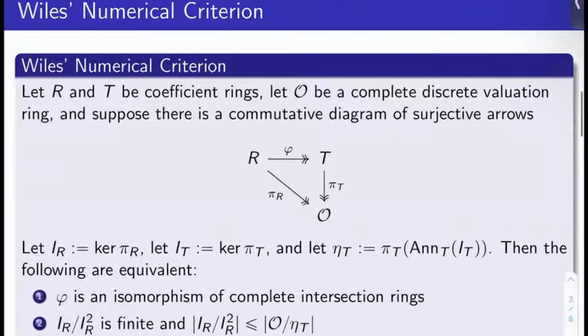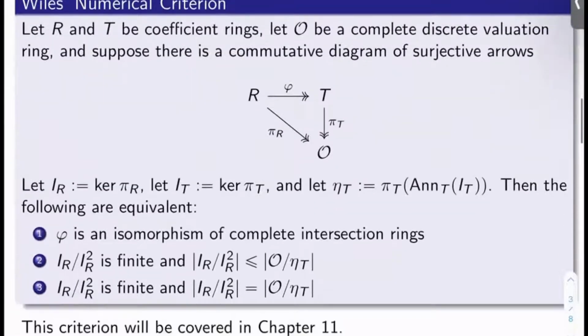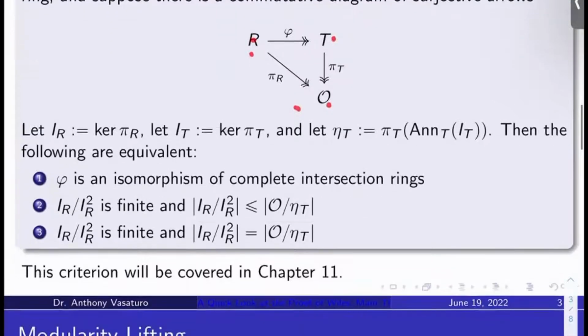And as I mentioned last video, a driving engine behind the proof of this is what's called Wiles' numerical criterion. And here's what it says. Let R and T be coefficient rings and let O be a complete discrete valuation ring. Suppose there is a commutative diagram of surjective arrows, R to T to O and R to O. Let IR be the kernel of this pi R map here. Let IT be the kernel of this pi T map here. Let eta sub T be the image under pi of T of the annihilator of IT, which lives in T itself.